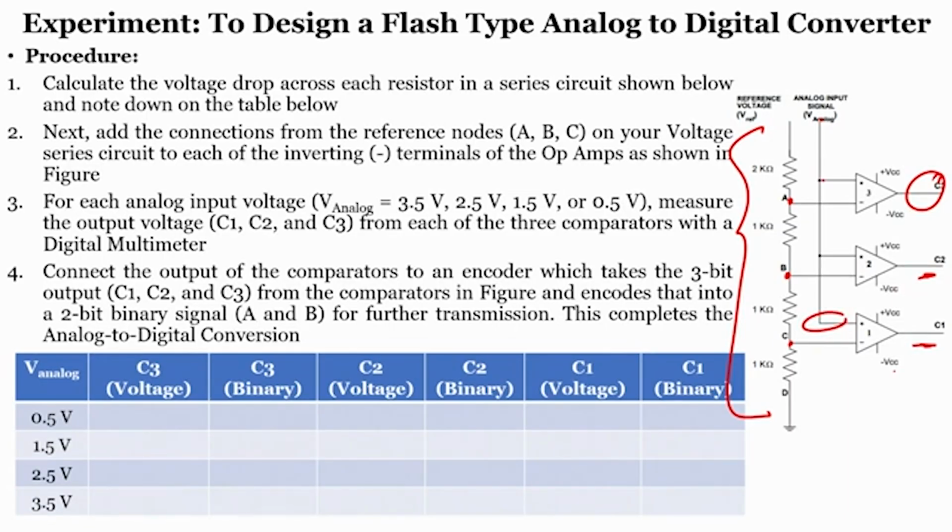So we will perform the experiment for different analog voltages. Now you see the analog voltage is varied from 0.5, 1.5, 2.5 to 3.5. This is your analog voltage, which is the analog signal here, and like I said, the reference voltage will be constant depending on the resistor. And how many comparators can you use? You can use 2 raised to n minus 1 comparators.